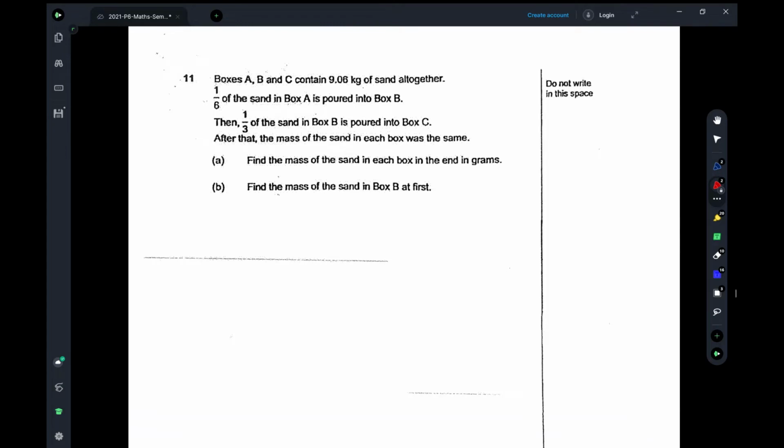Usually it's a 2 part question because they want to guide students in doing the question. Part A is an obvious giveaway because in the end, the mass was the same and they're just throwing the sand between box A, box B, box C, so there's internal transfer. The total doesn't change. So the total of A, B, C remains at 9.06.